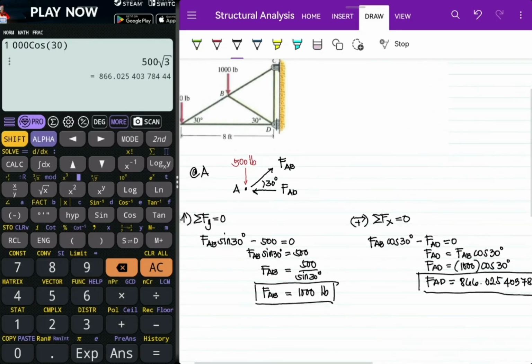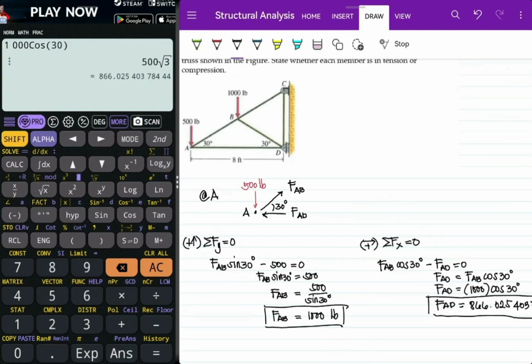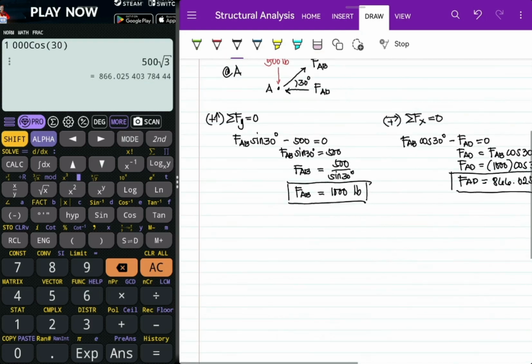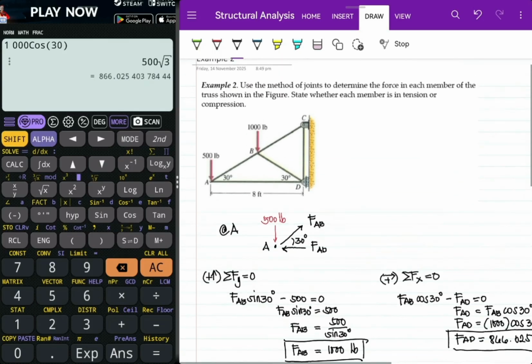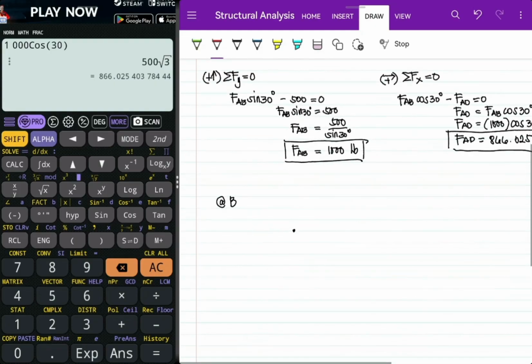Okay, from here we can now calculate for the forces BC and BD because we're able to get AB already. Actually, you can also solve now for forces at D. Not yet, because you have 3 unknowns for your joint D. So let's go for joint B. At B, this is our joint B. And at B, we have another load, which is 1,000 straight down.